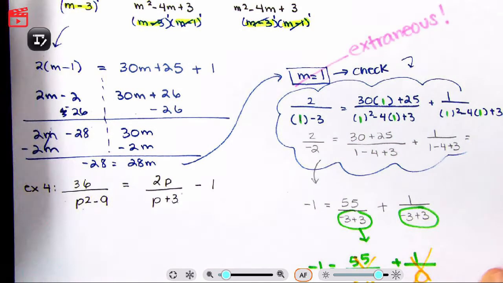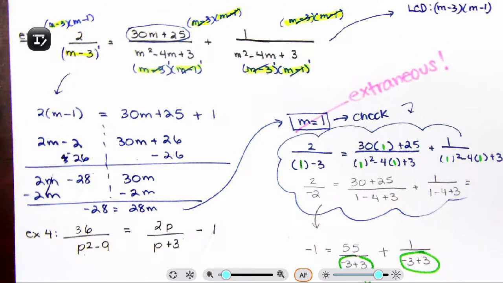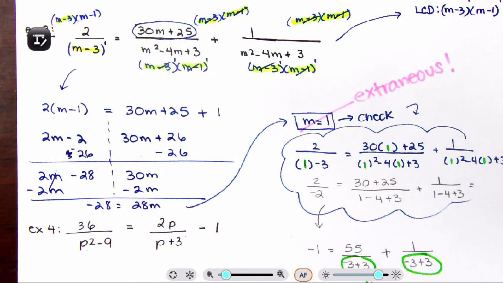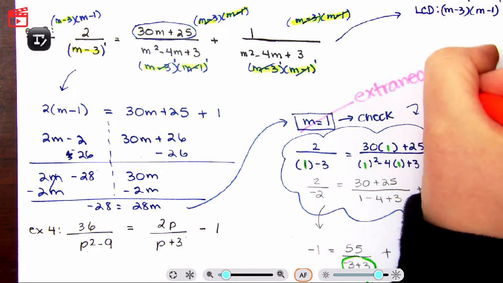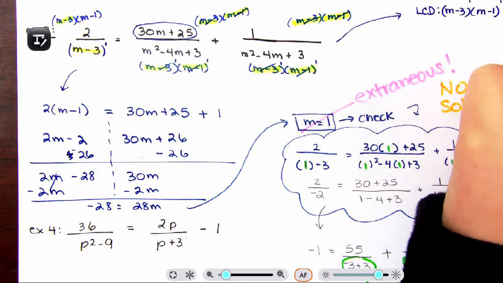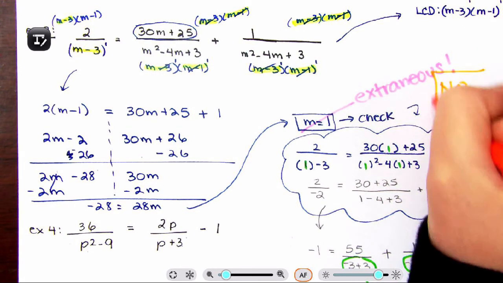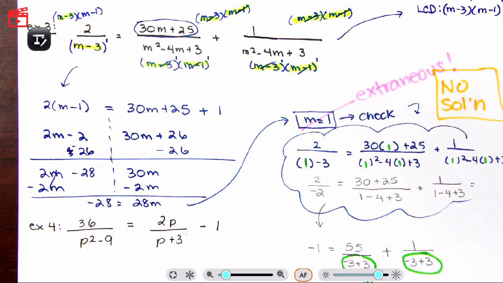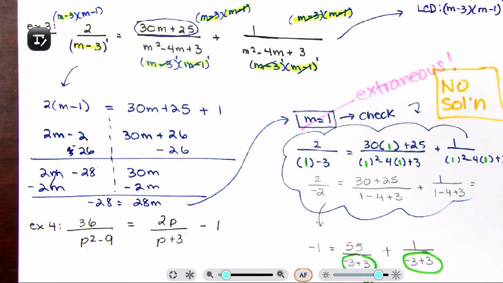Since we only have one m possibility and it is extraneous, our final answer is no solution. Like the other one, if we have more than one possible m and we check and one worked, one didn't, you can still answer. But because we only had one and that one is extraneous, therefore we have no solution.